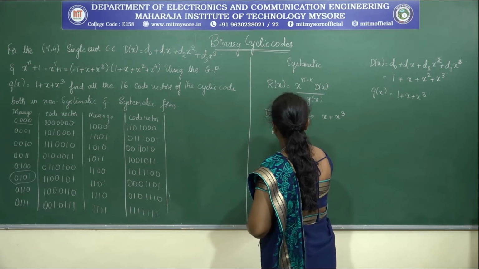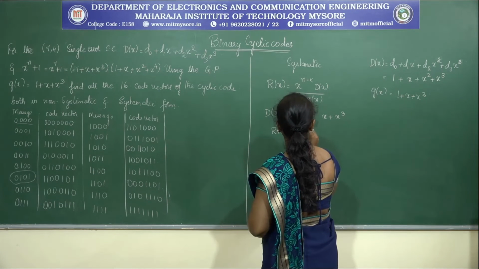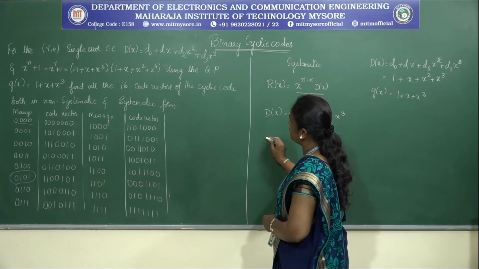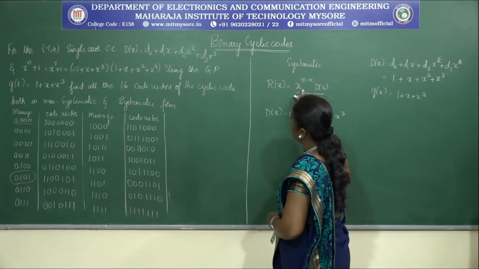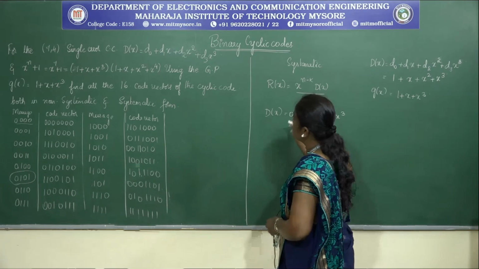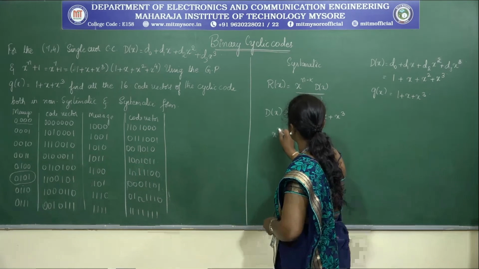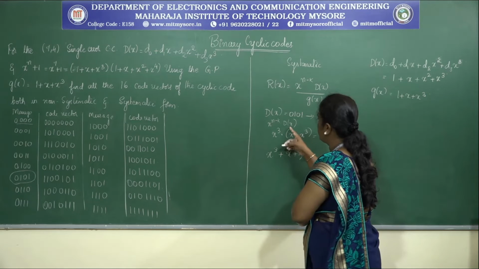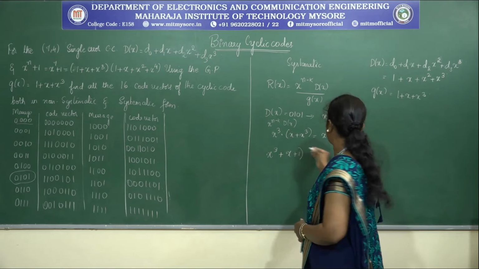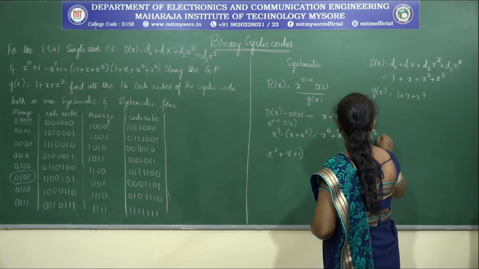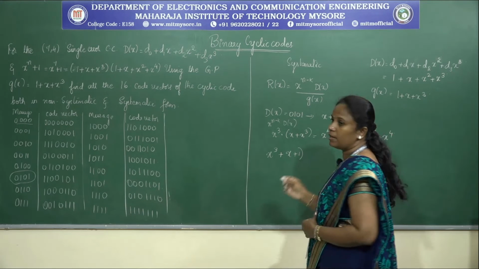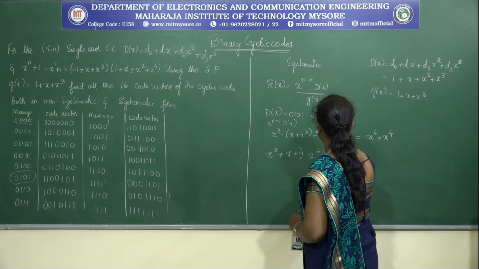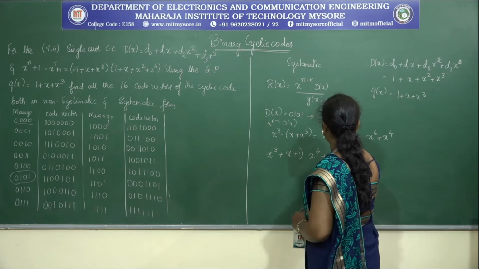So r of x is equal to, so we have to find x power n minus k into d of x. So x power n minus k means what? So x power n means it is 7. So 7 minus 4 means it is 3. So it is x to the power of 3 into d of x. So this is what we are going to get after multiplying x to the power of n minus k into d of x. So which is written as x to the power of 6 plus x to the power of 4. That means the highest polynomial should be written first. So this is x power 6 plus x power 4.